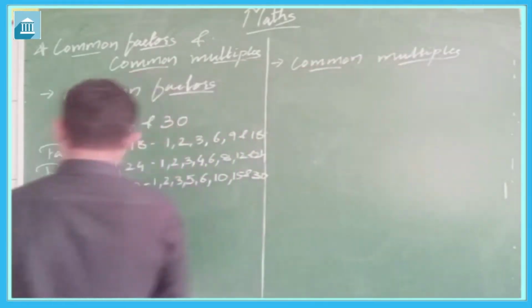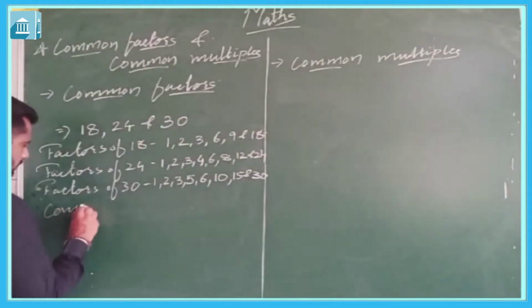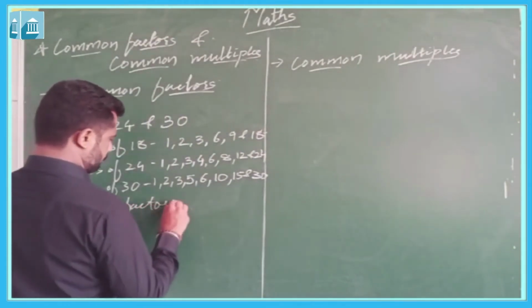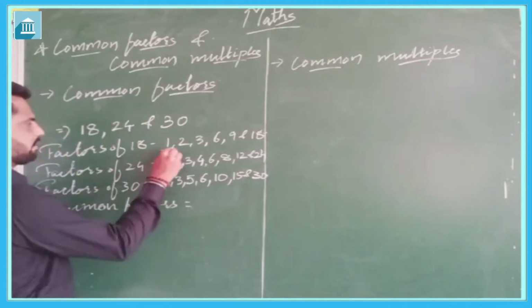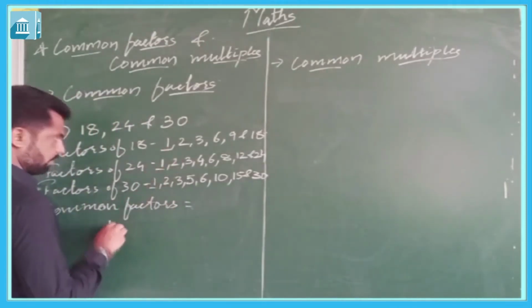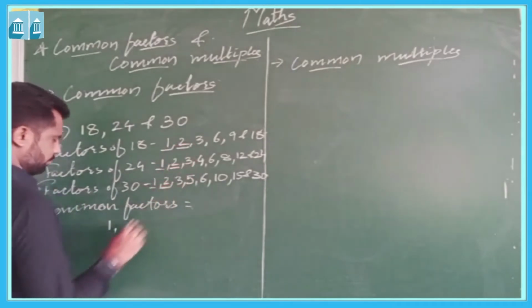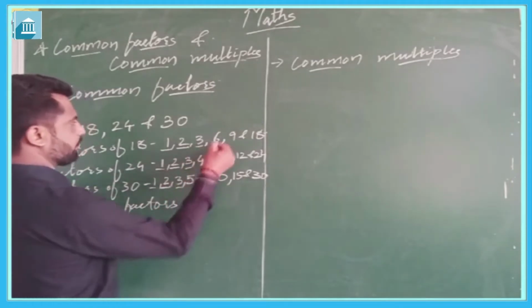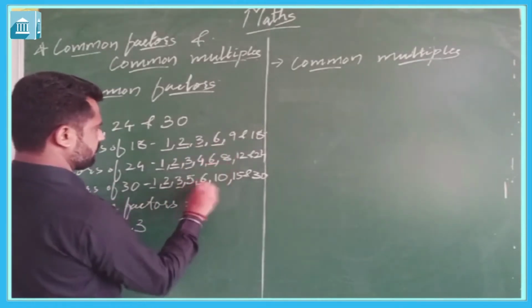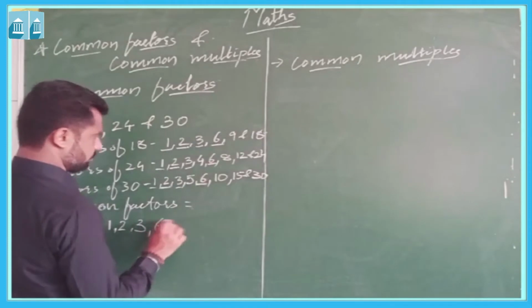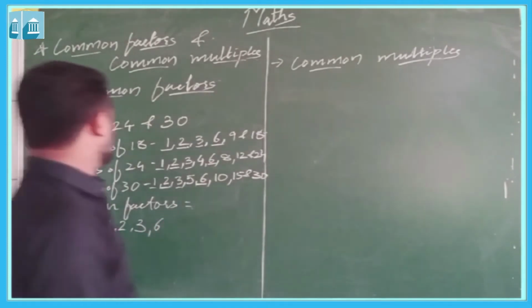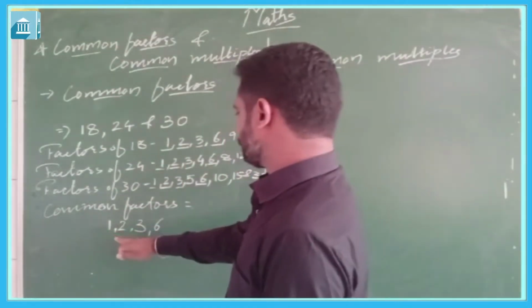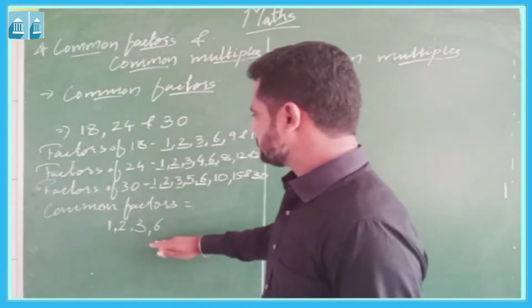So the common factors are 1, 2, 3, 6. So the common factors of 18, 24 and 30 are 1, 2, 3 and 6.